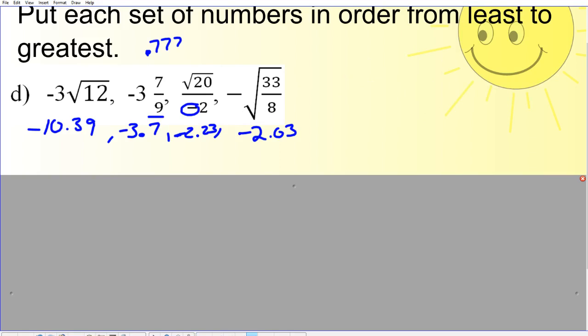Now, to let you in on a little secret, these four numbers are actually already in order from least to greatest. Look at this. -10. Next we have -3. Next we have -2.2. And then lastly, -2.0. These are already in order.